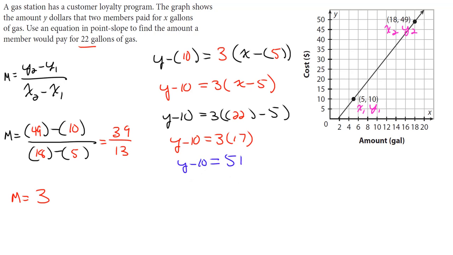Now I need to solve for y, so I'm going to add 10 to both sides. And I get y equals 61. So a member could expect to pay $61 for 22 gallons of gas.